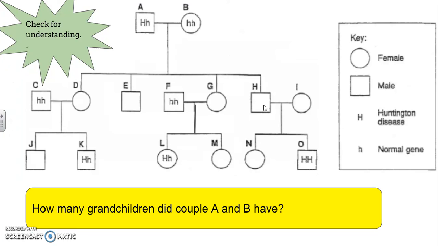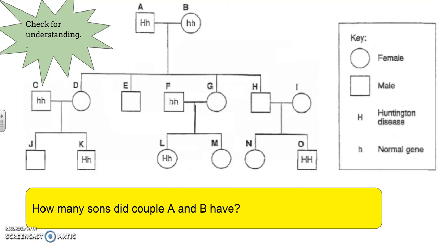All right, next one. How many grandchildren did couple A and B have? All right, so looking at this, we would say that couple A and B are our first generation, and then this would be the second generation. And down here, these would be their grandchildren. This would be the third generation. So when you count it up, they had 6 grandchildren.